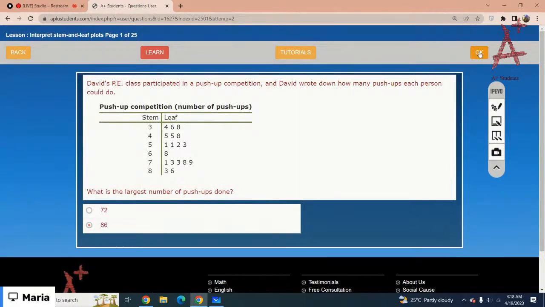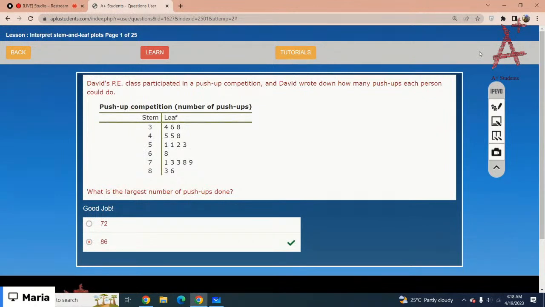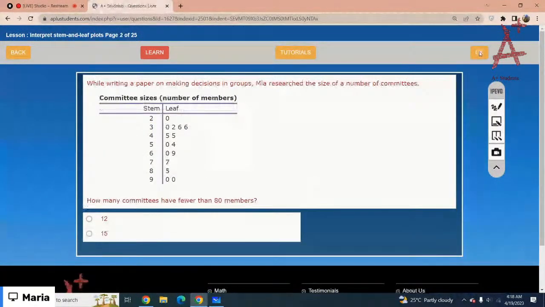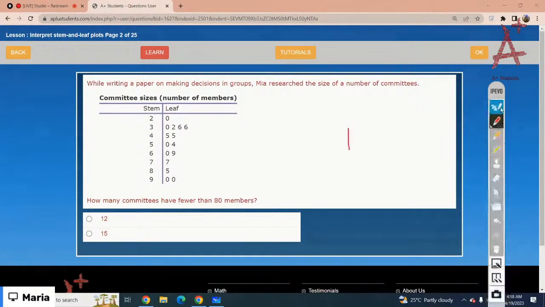So just select the correct option and click on the OK button. Okay, the next one is, while writing a paper on making decisions in a group, Mia researched the size of a number of committees. How many committees have fewer than 80 members? You need to see how many members are fewer than 80.